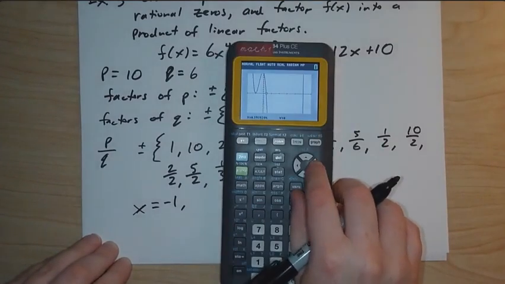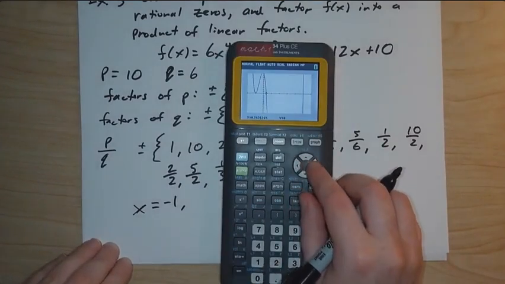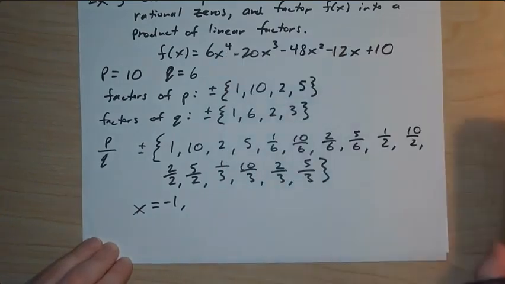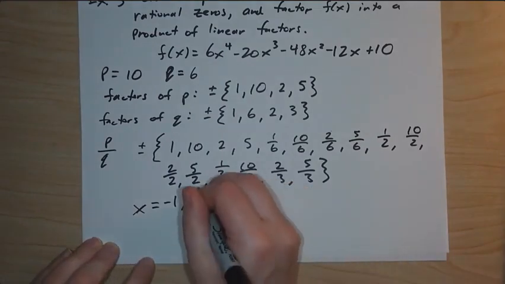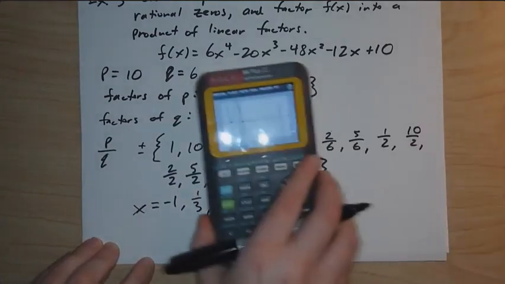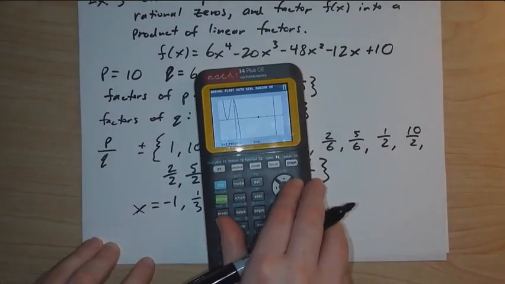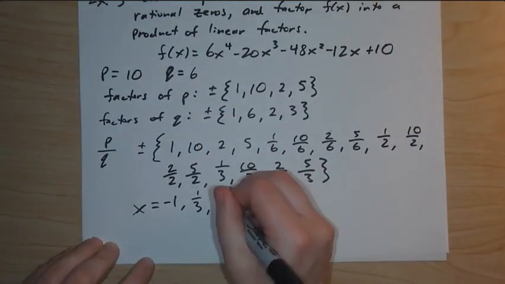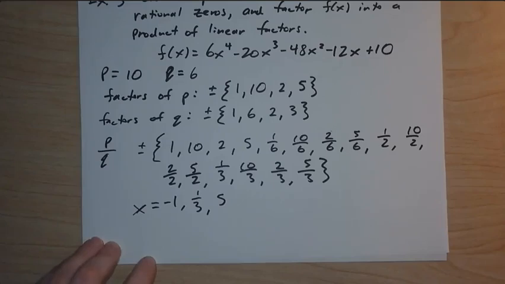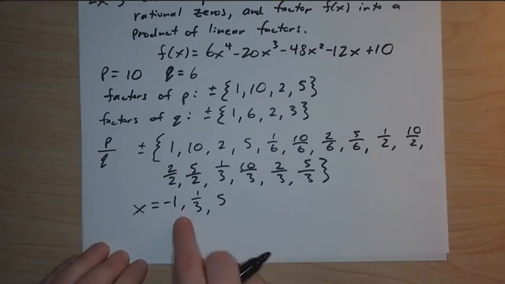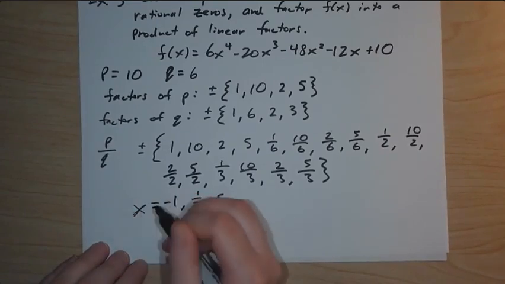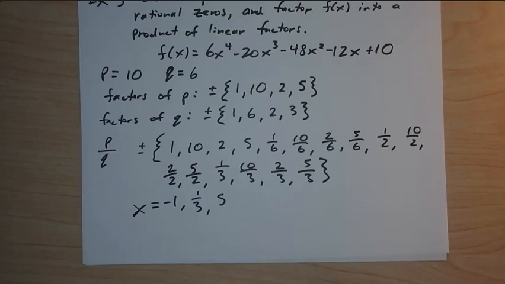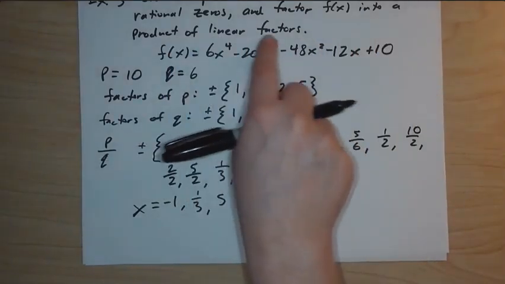If we go over here, we see a zero at around 0.3333 repeating, which is 1/3. And if we go all the way over here, we find a zero at 5. So that's all the rational zeros we have for this function. We have x equals -1, 1/3, and 5. And now that we know that, we can factor f of x into a product of linear factors.